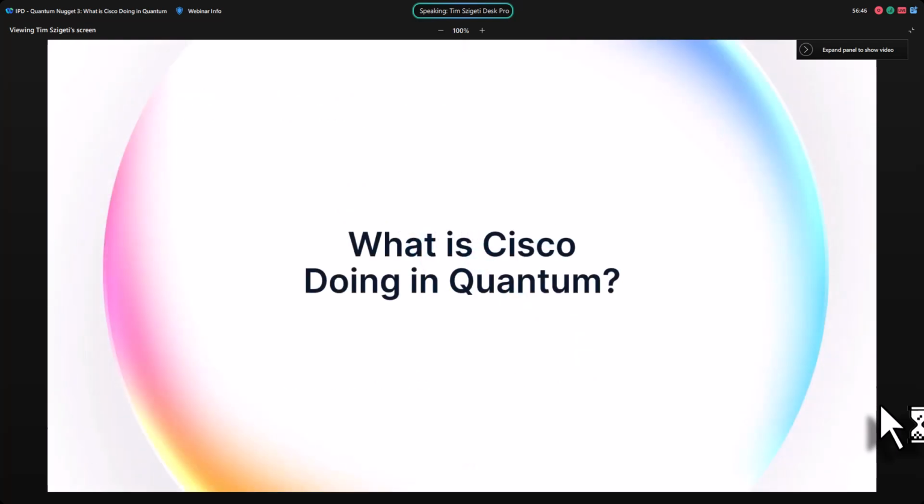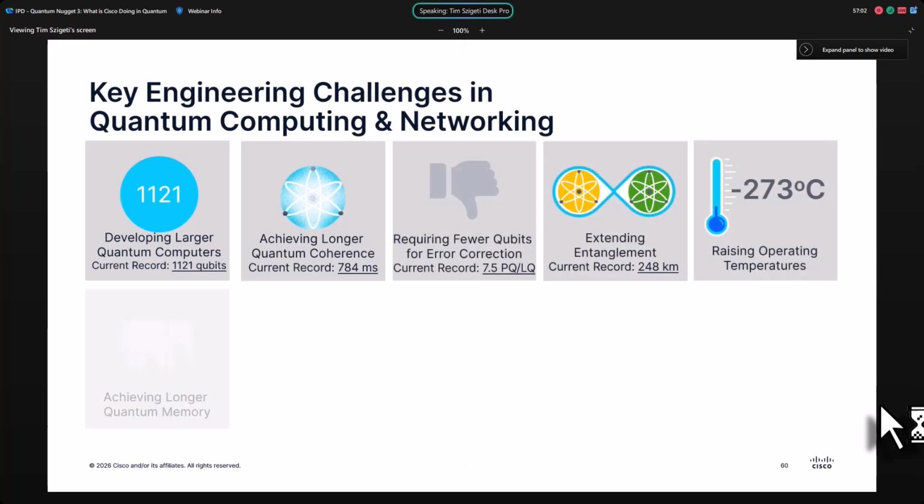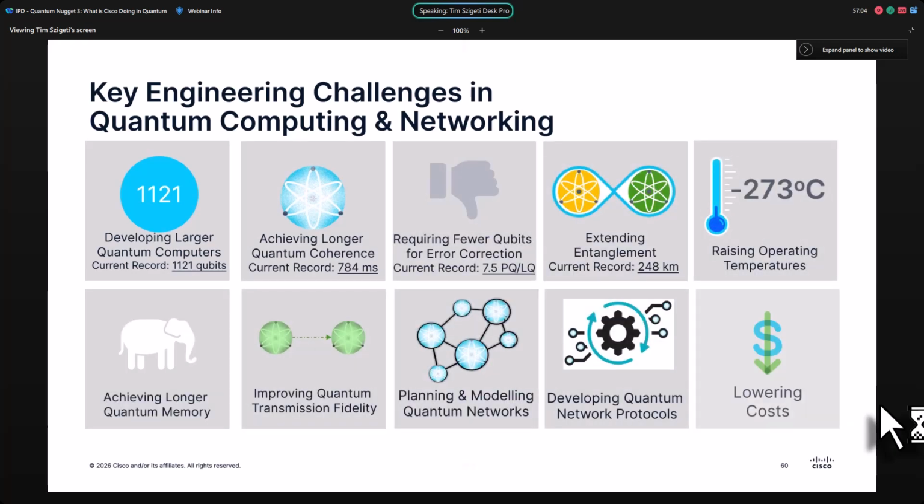Anyways, then this is now all led up to, with all this foundation having been laid, hopefully then this helps understand and maybe increase the appreciation of what Cisco has been doing in quantum. So some of the key challenges in quantum is obviously creating larger and larger quantum computers. This is scaling up. How many qubits are going to go into a single computer? And that just keeps going up. Achieving longer coherence and all of these other elements.